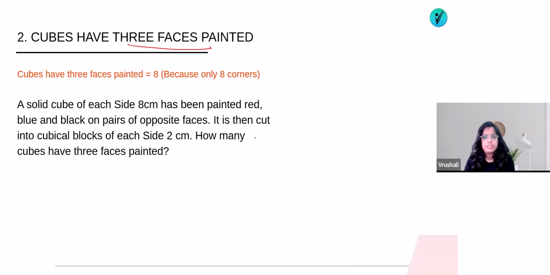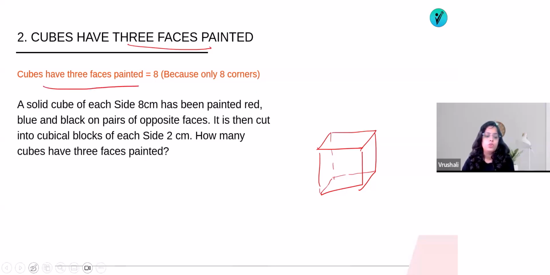So here in this question, it doesn't matter what the value of x is, because we know that each cube has only 8 corners, right? So only 8 corners, that means those 8 cubes will be there which have all 3 faces painted. Those will be these 8: first, second, third, fourth, fifth, sixth, seventh, and this backward is the 8th.